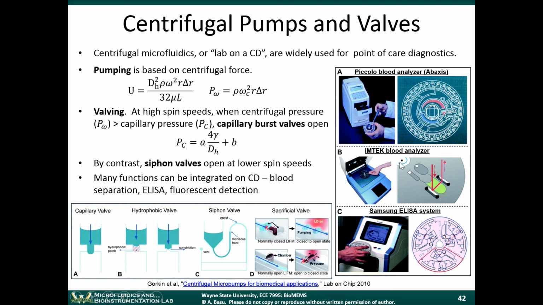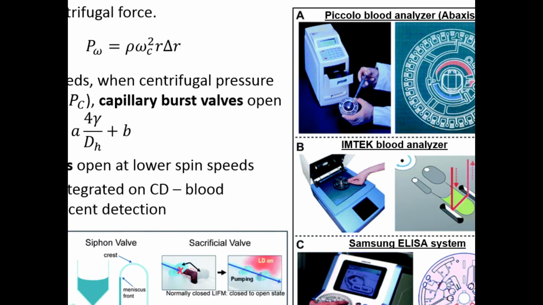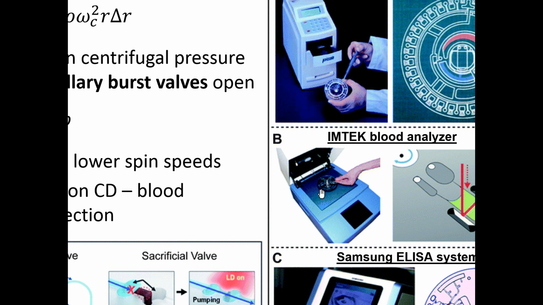Typically, these reader-type devices will have a region where you can insert the disc and spin the disc. And then it'll also have like a camera. It'll have control elements to control the spin rate. It'll also have various types of optical detectors on there.